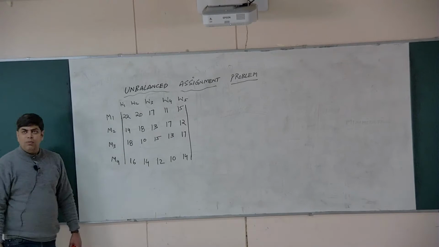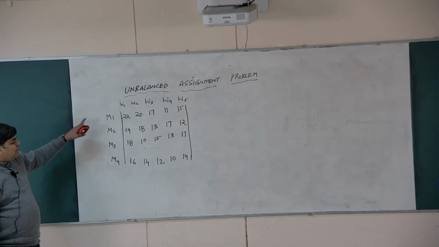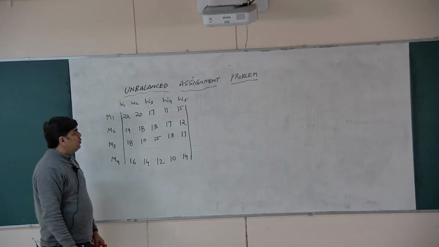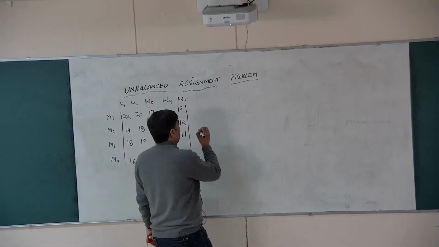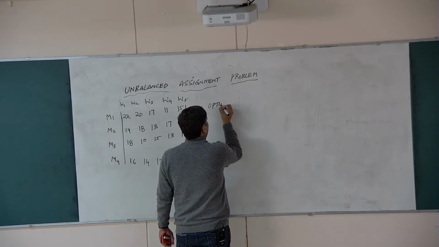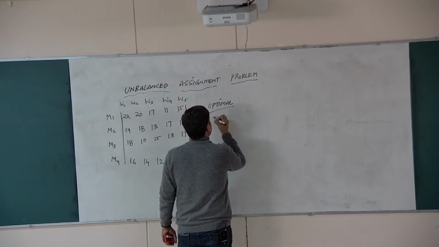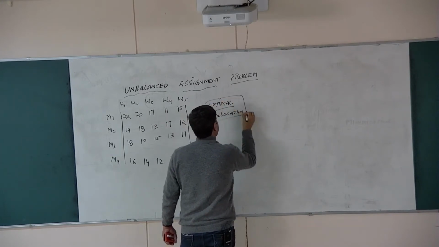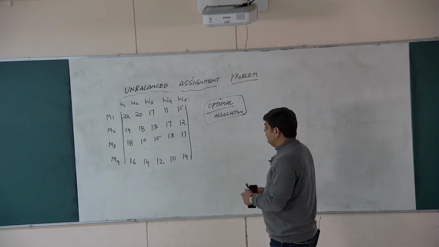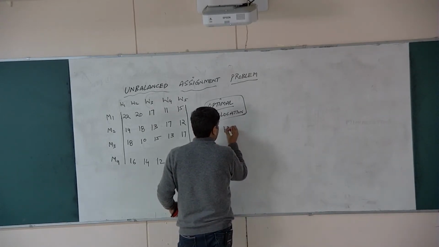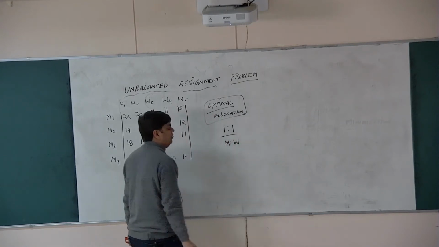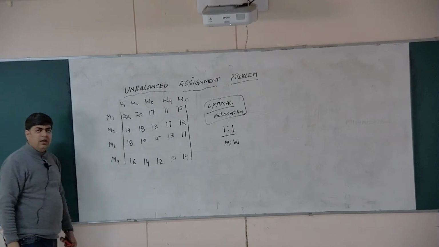So now this is a problem in which you have 4 machines, M1, M2, M3 and M4, and 5 workers, W1, W2, W3, W4 and W5. Now we have to carry out the assignment such that we get the optimal allocation. What is the basic of this assignment model problem? The algorithm says that a 1:1 ratio is to be maintained. It means 1 machine, 1 worker. Every machine should be assigned 1 worker.